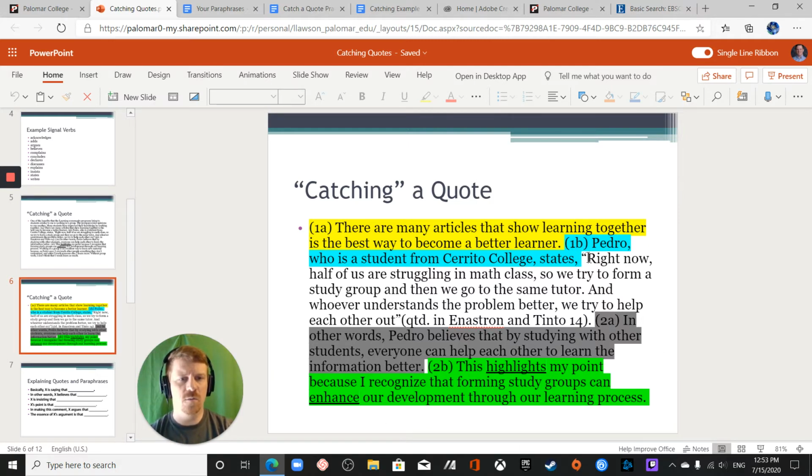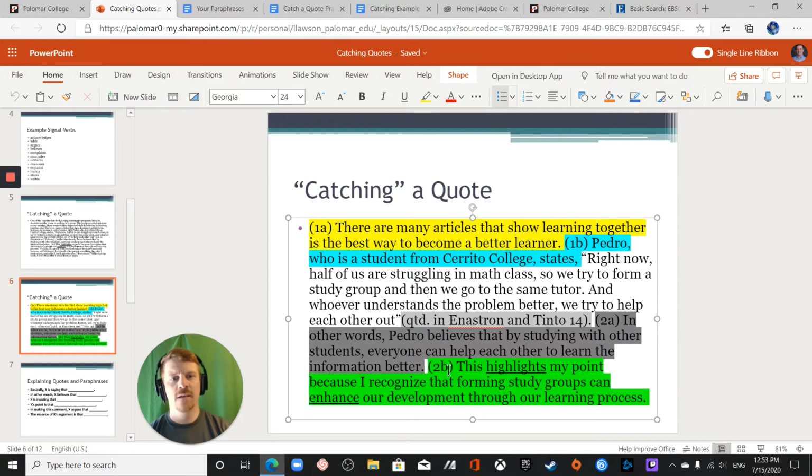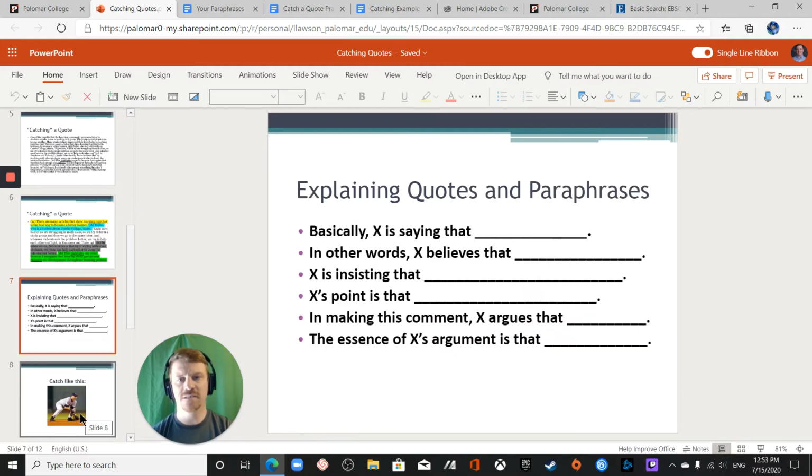Then we have our quote right here, and you'll notice at the end there is a citation. For this class, you don't have to worry about citations, but you will be asked to show where your quote comes from eventually. After the quote, 2A is our paraphrase. This is what we have been practicing in class. So you want to restate, and there's a way to introduce a restatement like this. In other words, the author believes, but there are other ways to introduce paraphrases like this.